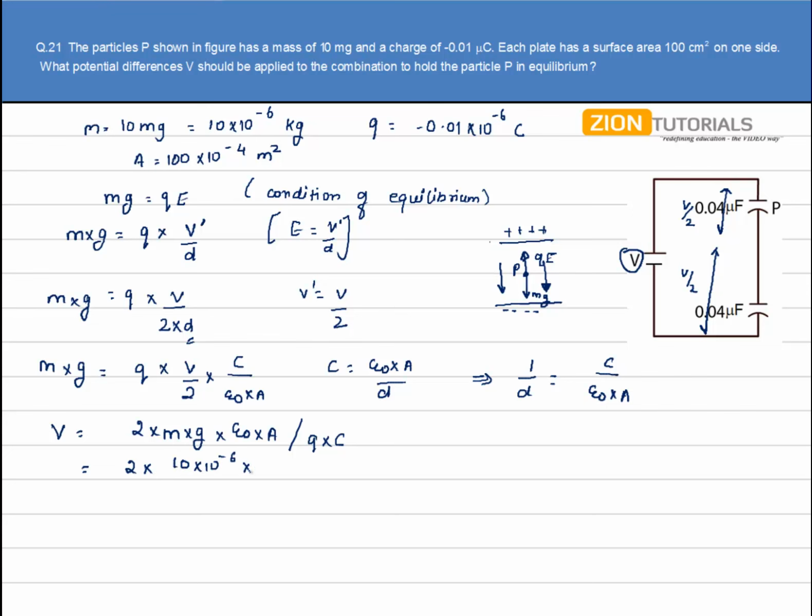power minus 6 kg, small g as 9.8 meter per second square, epsilon naught, that is 8.85 into 10 to the power minus 12, area of the plates, that is 100 into 10 to the power minus 4, divided by Q, that is 0.01 into 10 to the power minus 6, and C, that is capacitance, that is given by 0.04 into 10 to the power minus 6 farad. On solving this, we get the potential as 43 millivolt. That is the answer.